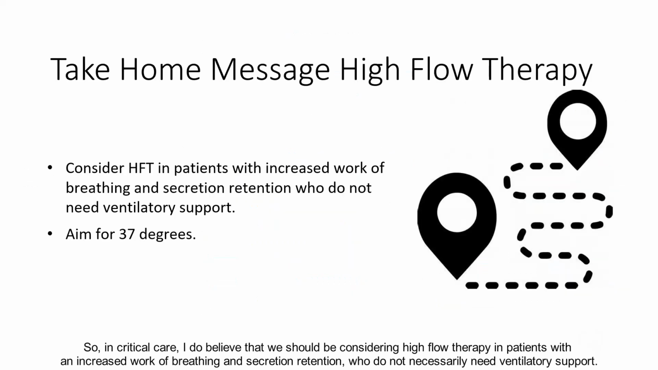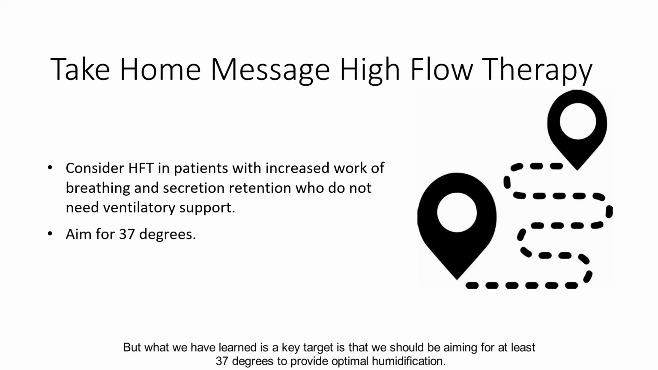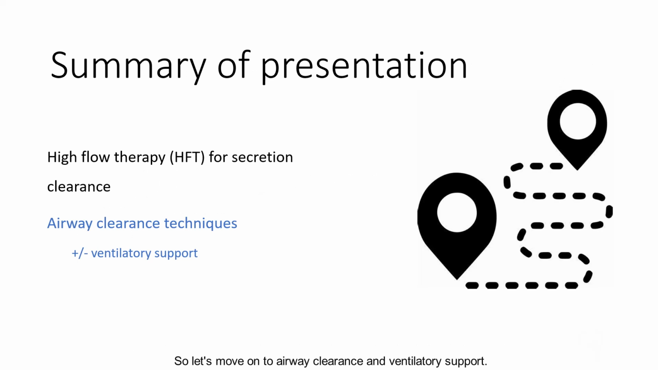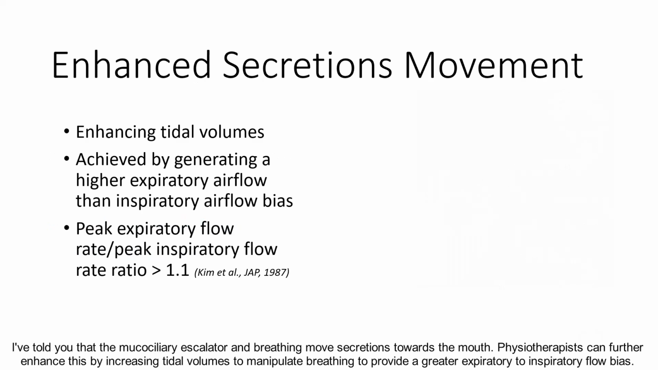So in critical care, I do believe that we should be considering high flow therapy in patients with an increased work of breathing and secretion retention who do not necessarily need ventilatory support. But what we have learned is a key target is that we should be aiming for at least 37 degrees to provide optimal humidification. So let's move on to airway clearance and ventilatory support. I've told you that the mucociliary escalator in breathing moves secretions towards the mouth. Physiotherapists can further enhance this by increasing tidal volumes to manipulate breathing to provide a greater expiratory to inspiratory flow bias.